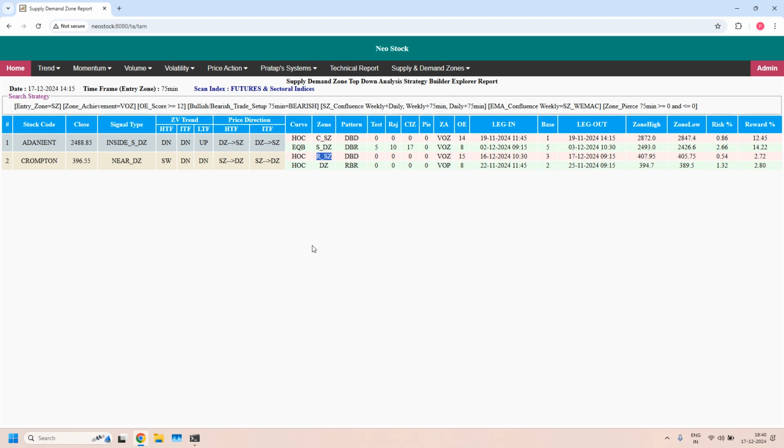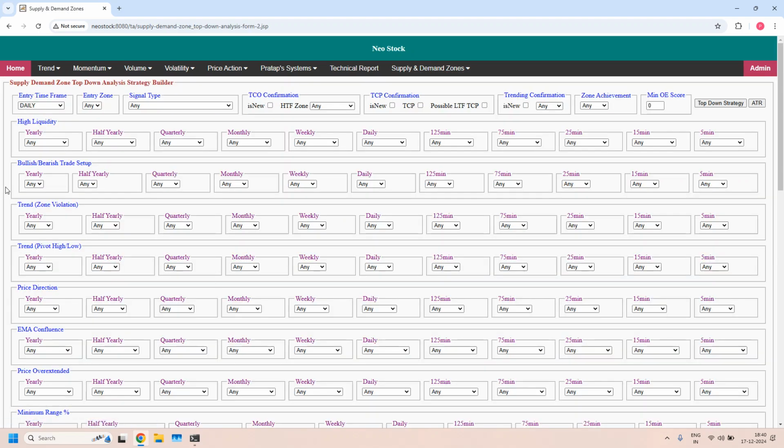Okay, this is about the bearish trade setup for weekly income trade. And the next report is about daily income trade. The first one in the daily income trade is the bullish trade setup. So daily income trade, entry time frame 15 minutes, entry zone, demand zone.